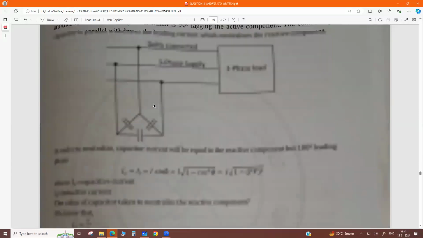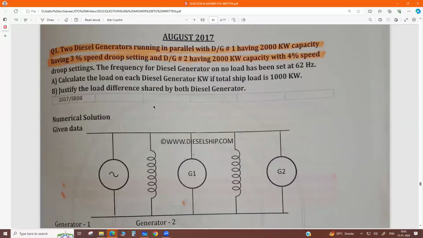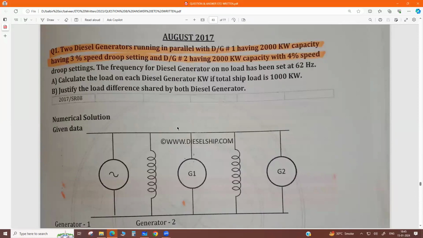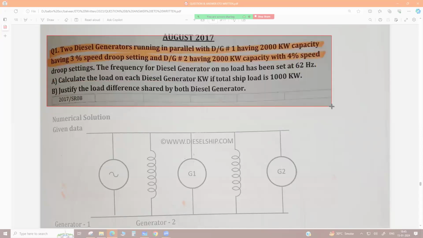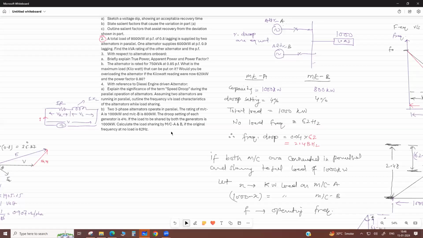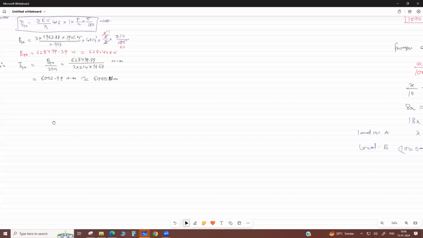This question has a different droop setting. See, you should not get confused. That's why I want to explain it here. Can you make a simple diagram and explain?